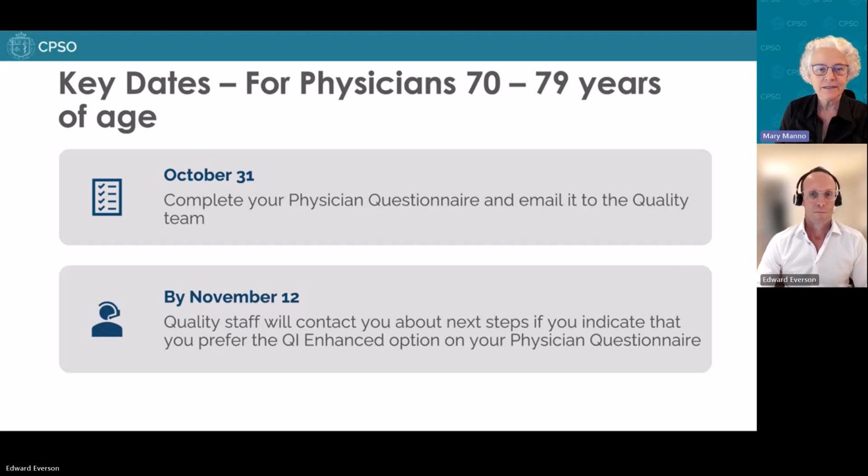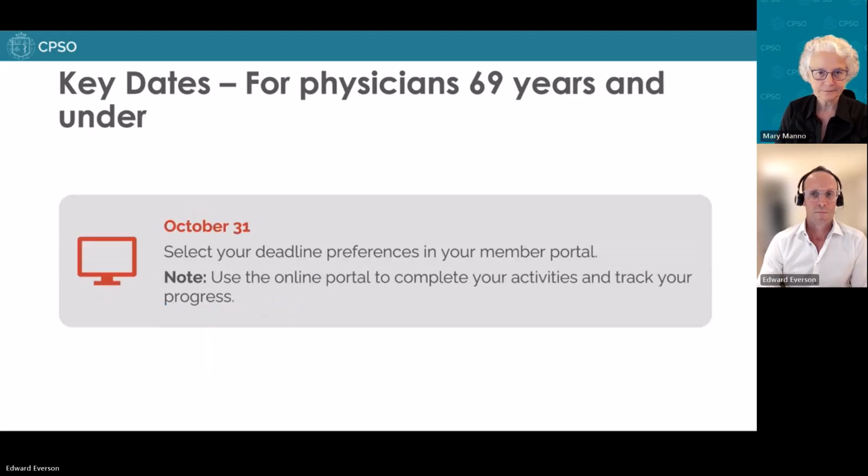So key dates, and this is particularly for physicians who fall between 70 and 79 years of age. By October 31st, you will have completed your physician questionnaire and emailed it to the quality team. And by November 12th, quality staff will be contacting you about next steps if you've indicated that you prefer the QI Enhanced option. For those 69 years and under, then remember that October 31st deadline. You need to select your deadline preference in your member portal. And of course, the online portal is there for you to complete your activities and also track your progress.